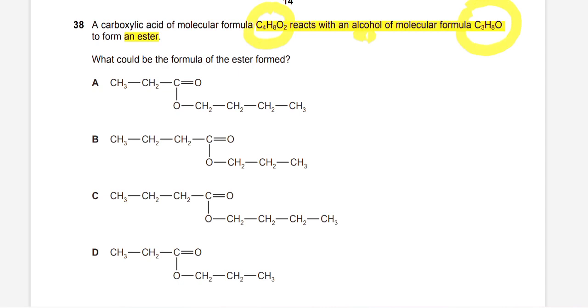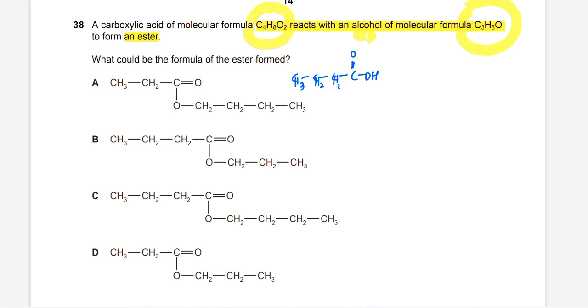Let me write the carboxylic acid as C4: 1, 2, 3, 4. This is the carboxylic acid, so it has C double bond oxygen and OH. The rest of the valency will be satisfied by one bond to the next carbon and one to the previous, so 2 hydrogens will be here to balance its valency.